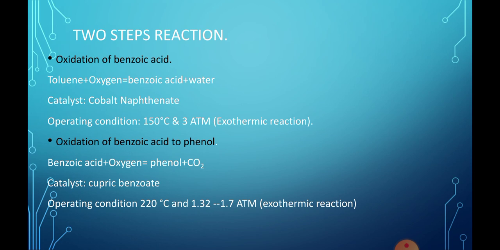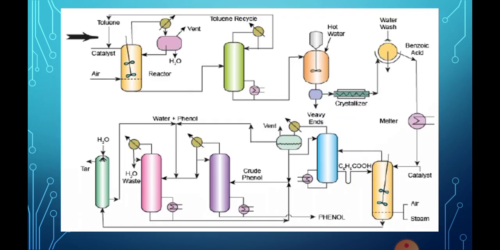And the second reaction is oxidation of benzoic acid to phenol. Benzoic acid will combine with oxygen to give phenol plus carbon dioxide. For this reaction, we use cupric benzoate as a catalyst. The operating conditions we need to maintain are 220 degrees centigrade temperature and 1.32 to 1.7 atm pressure. This reaction is also exothermic. Through this reaction, we get some undesired impurities such as benzyl alcohol, benzyl benzoate, carbon monoxide and carbon dioxide. This is the process flow diagram of phenol.